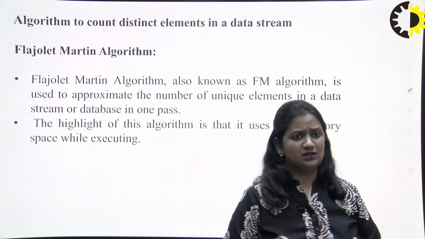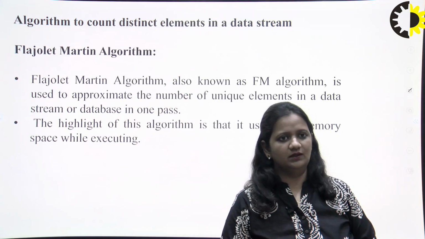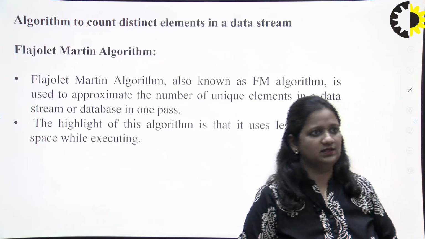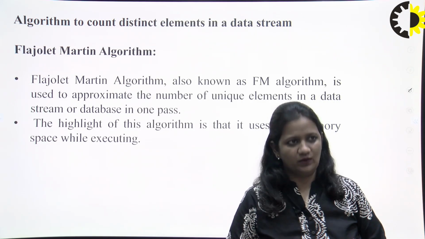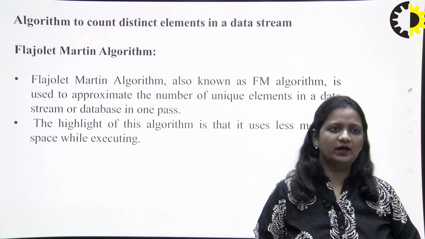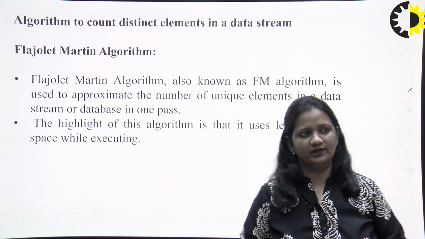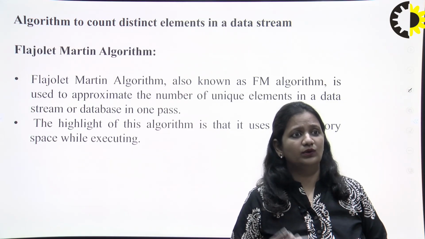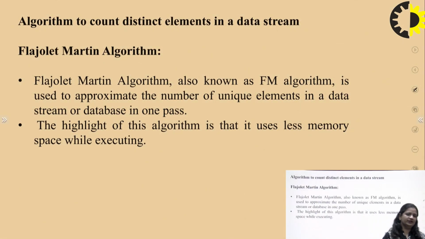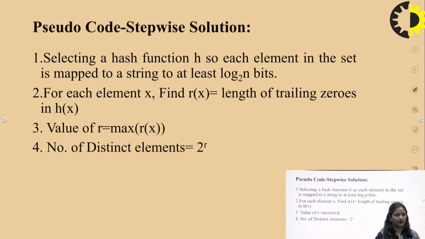So first we discuss the algorithm, then we discuss an example to understand all the concepts. The Flajolet-Martin algorithm, also known as the FM algorithm, is used to approximate the number of unique elements in a data stream or database in one pass. The highlight of this algorithm is that it uses less memory space while executing.